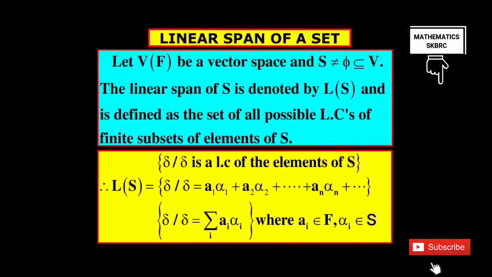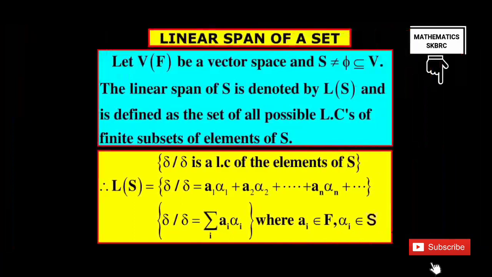Very important definition: linear span of a set. Let V(F) be a vector space and S a non-empty subset of V. The linear span of S is denoted by L(S) and is defined as the set of all possible linear combinations of finite subsets of elements of S.